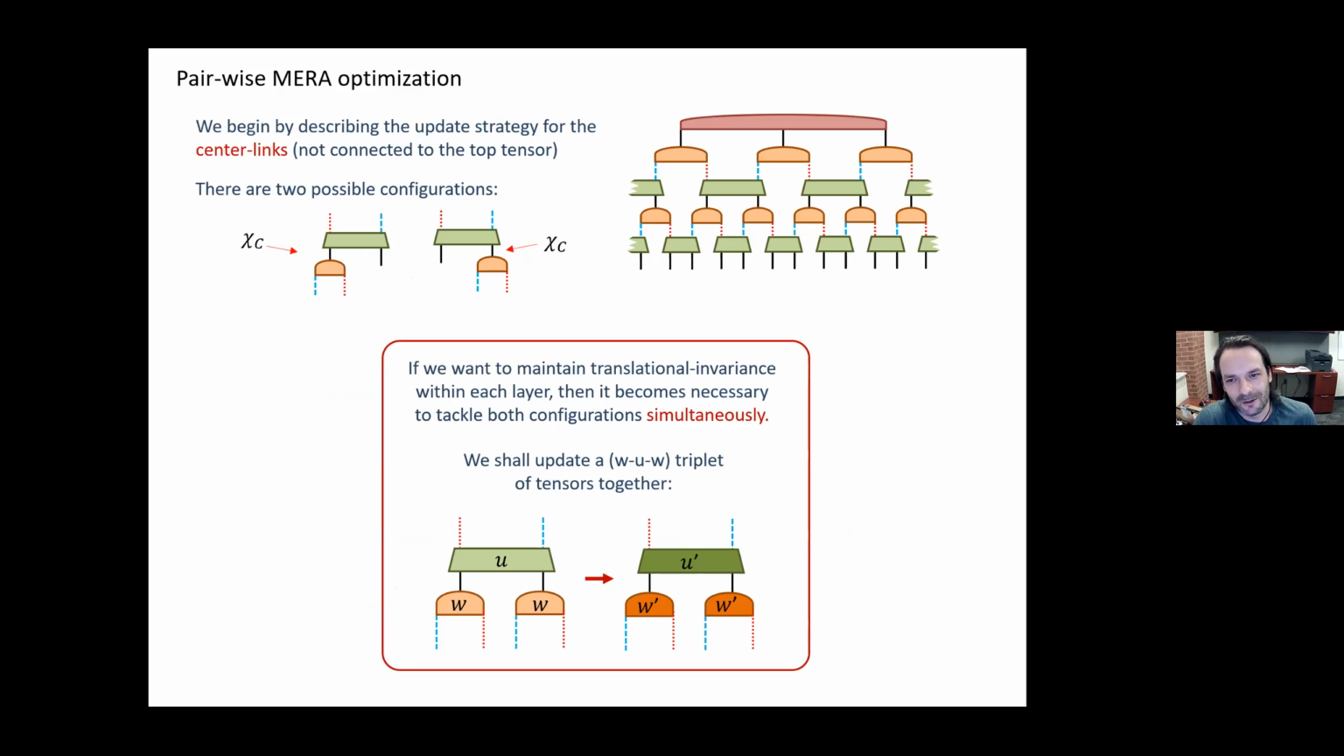And another restriction. I want to do this in a way that's compatible with translation invariance. So rather than consider these two cases separately, I'm going to consider this triplet of W, U, W together and try and update this in a way that's compatible with having each layer as an identical copy of the same tensor.